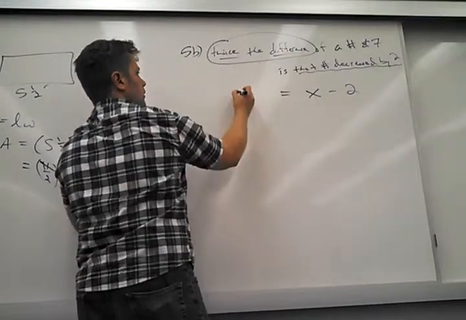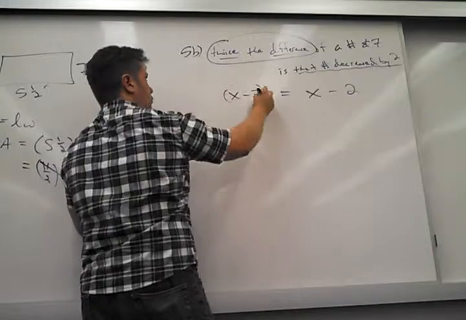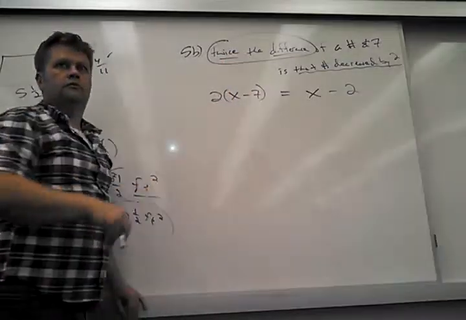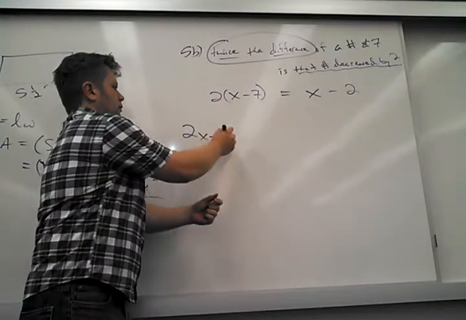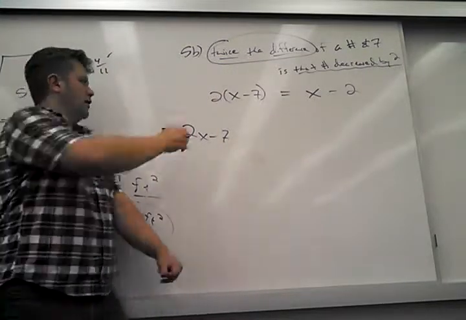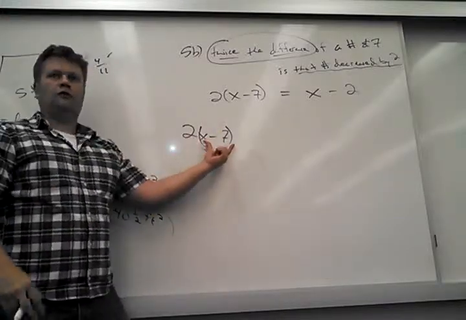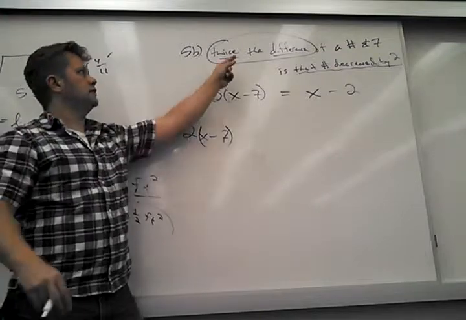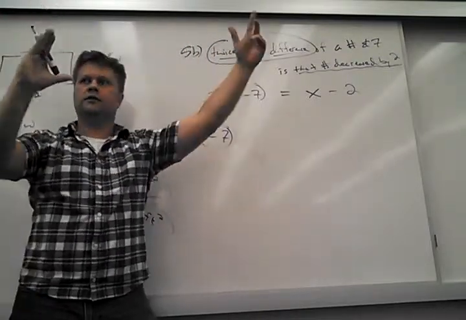A number and 7. So how do I write that difference? x minus 7. And now that difference I want to double. Twice the difference. It doesn't say twice a number decreased by 7. It says twice the difference of a number and 7. I want to double the difference. Bam. So if I saw twice the sum of, I know I'm going to have parentheses, the sum of something inside, right?